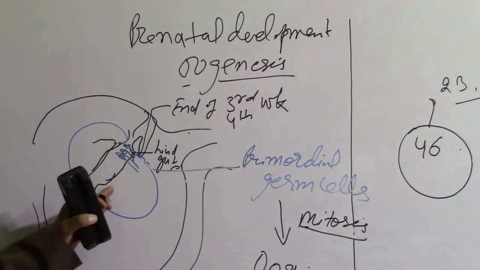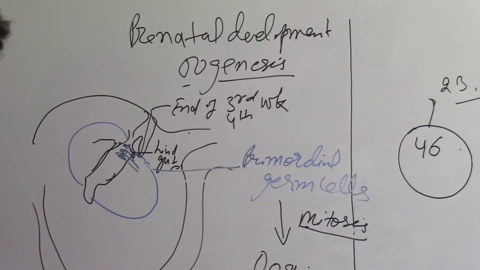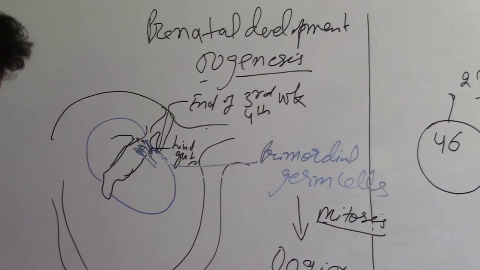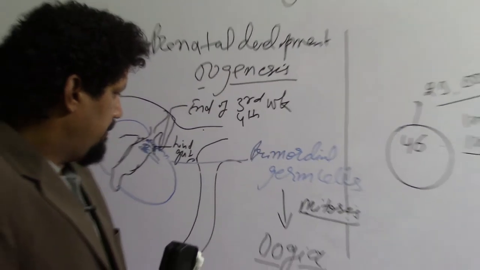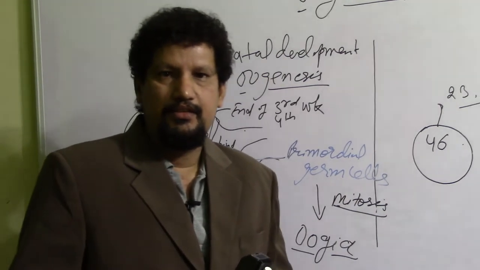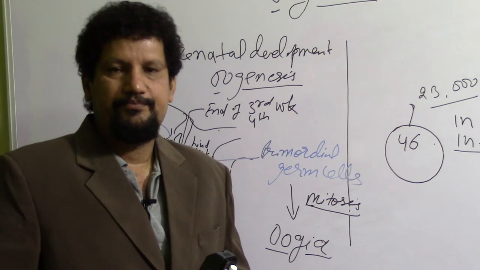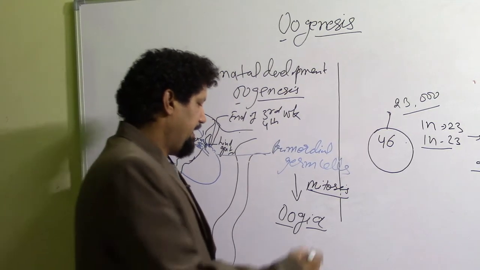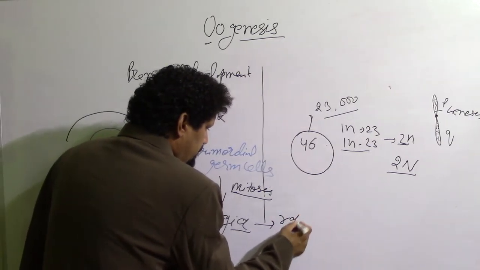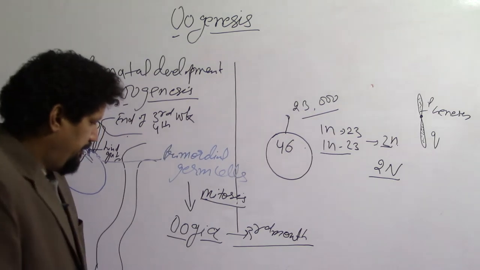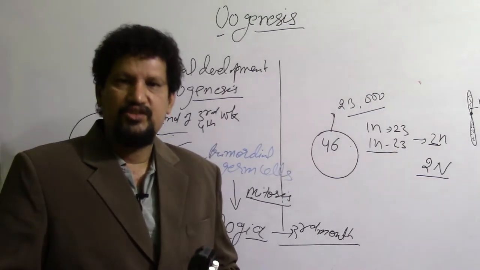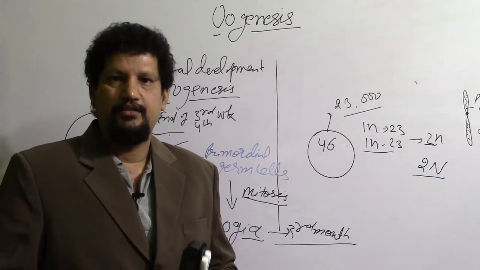Up to the third month of intrauterine development, all germ cells migrate into the developing ovary or genital ridge. After all germ cells are transferred to the genital ridge or ovary, these cells are converted into oogonia at the end of the third month. So during the third month of intrauterine life, there are no primordial germ cells. All primordial germ cells are converted into oogonia.